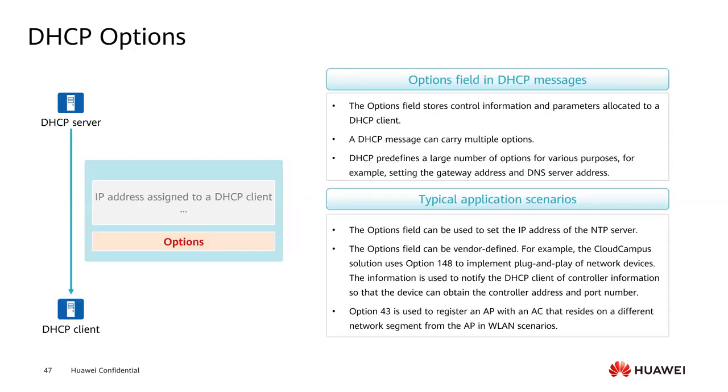And DHCP supports various options. Option 148 is to implement plug and play of network devices in the cloud campus solutions. And option 43 is used to register an AP with an AC that resides on a different network segment from that AP in WLAN scenarios. And vendors may customize the options for their own. This is the DHCP options.